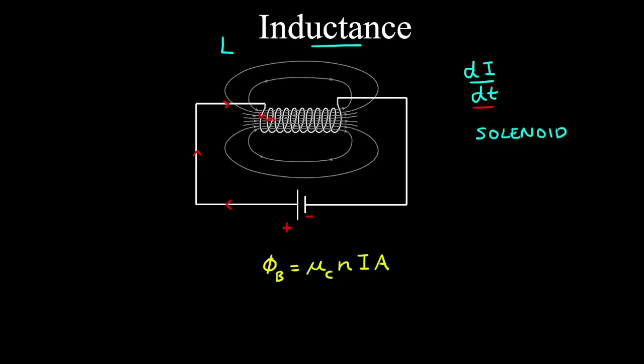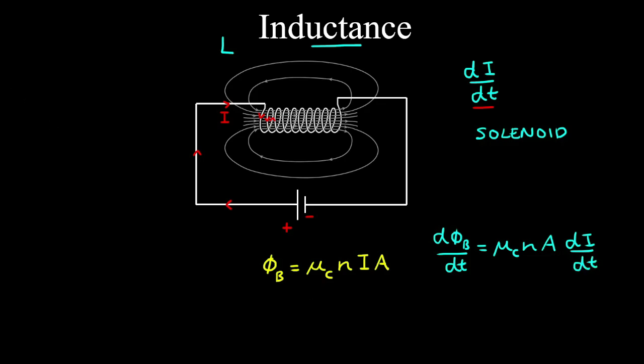Now, if the current going through the solenoid is not steady, then the magnetic flux is going to change with time. So we have d phi B dt being equal to the magnetic permeability of the core by n by A by the change in current with respect to time.